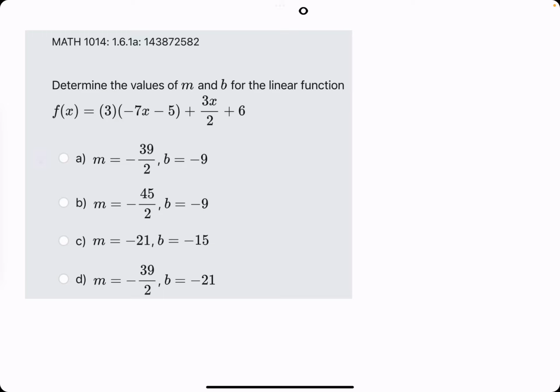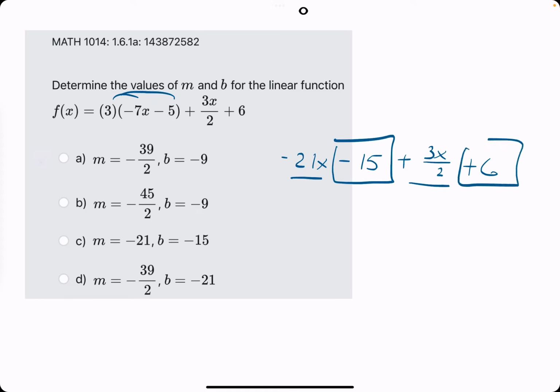All right, got a glimpse of the answer there. Doesn't change what we're about to do. Let's distribute the 3. We get negative 21x minus 15. And then we keep the plus 3x over 2 plus the 6. We'll do a little underline for the x terms. We'll do a little box for the constants. Let's go ahead and combine the constants.